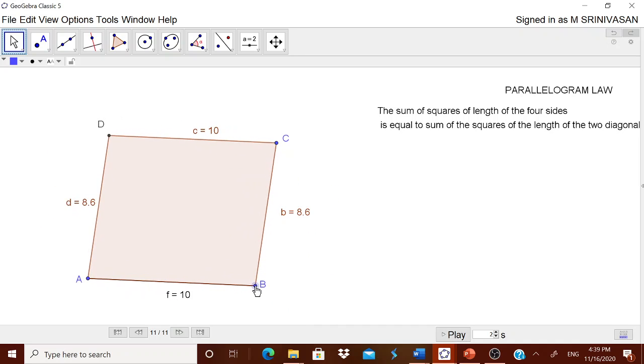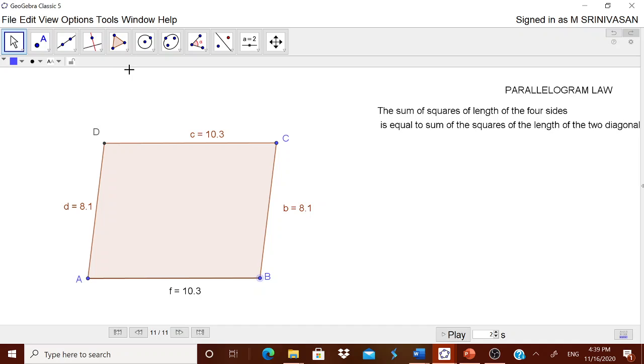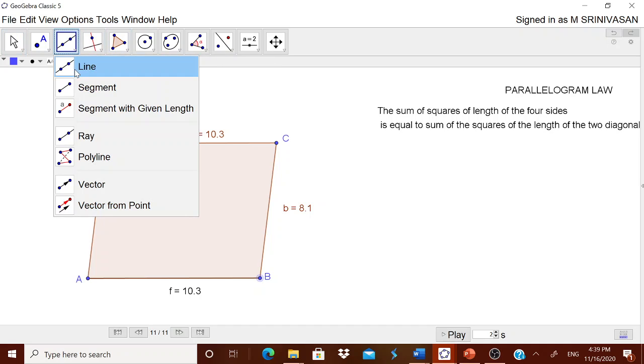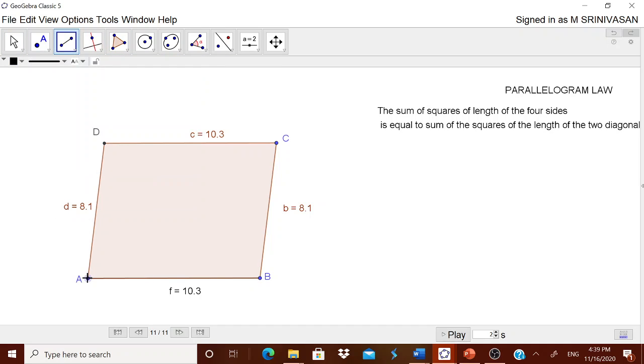Okay, well, now we will go for the diagonals. Go for this segment, join this AC, join this BD. You should be very careful over here. We should know what this AC is. Okay, click it. Okay, sorry.